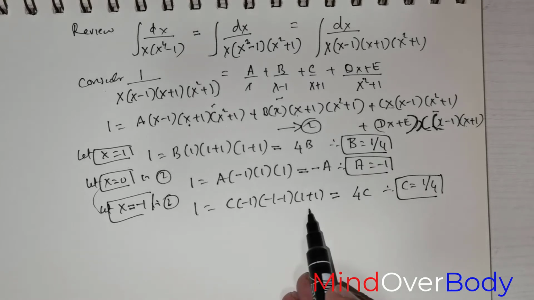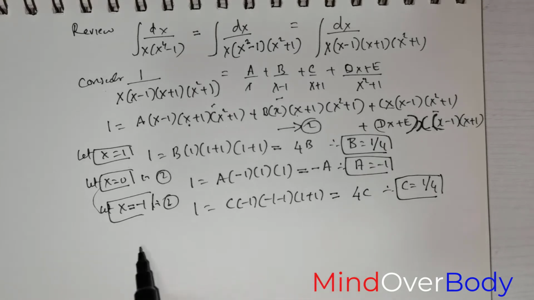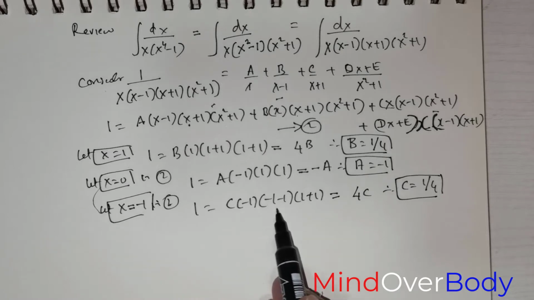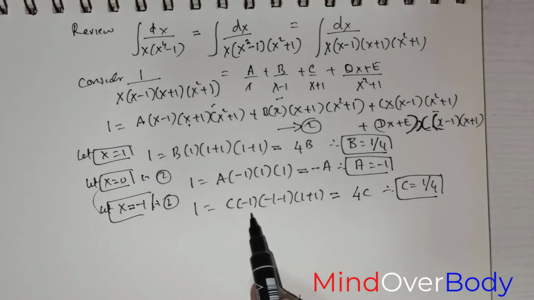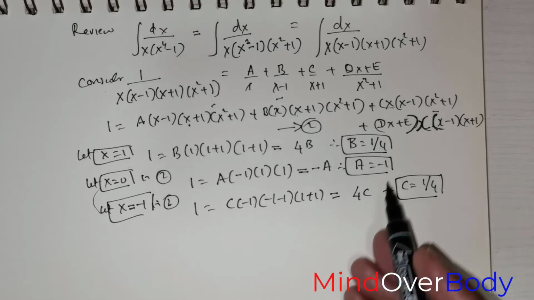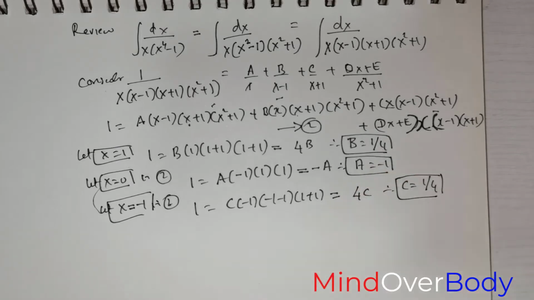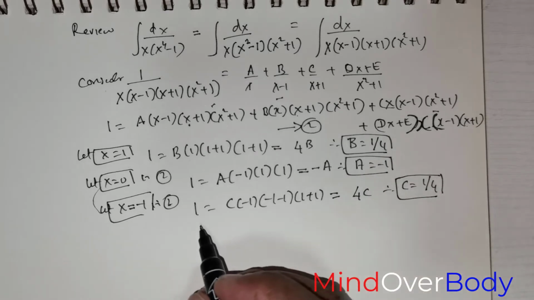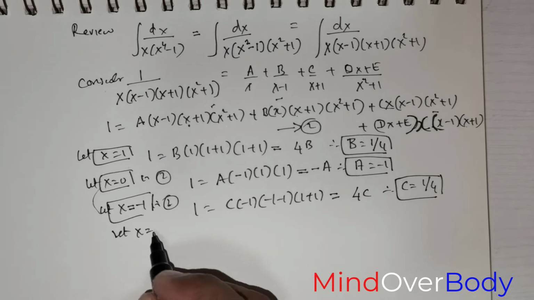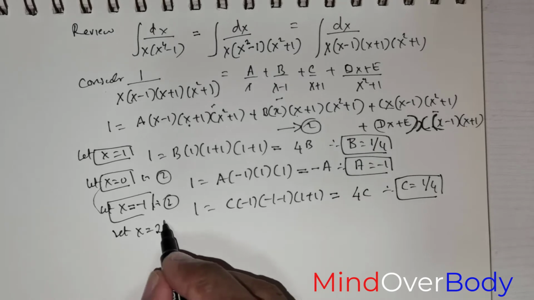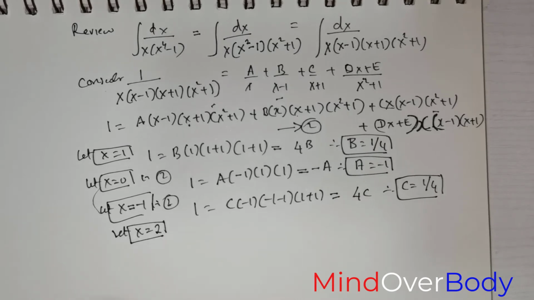We are already on the course of getting all of the values. So let me check one more time: negative 2, negative 4, positive 4. Okay, that's fine. Now we need to get the values for d and e. So if I were to take x is equal to 2, what would happen?